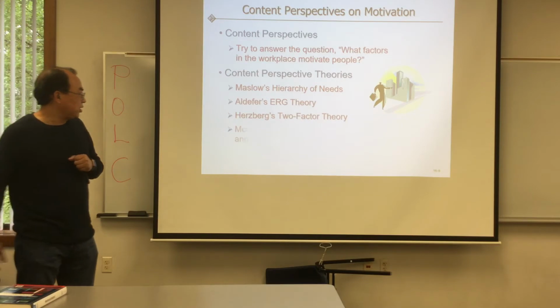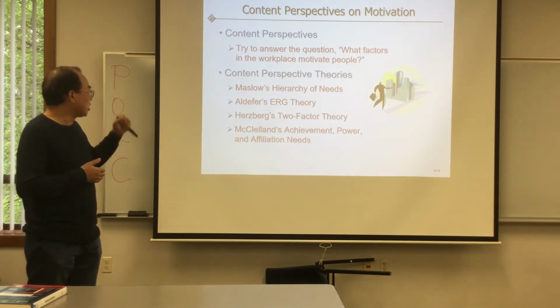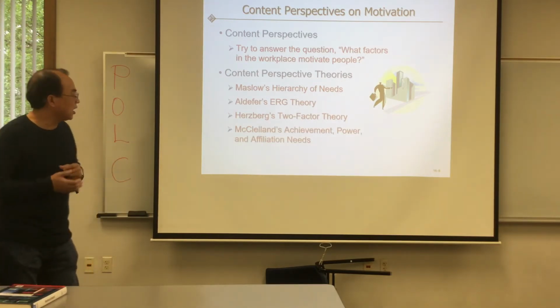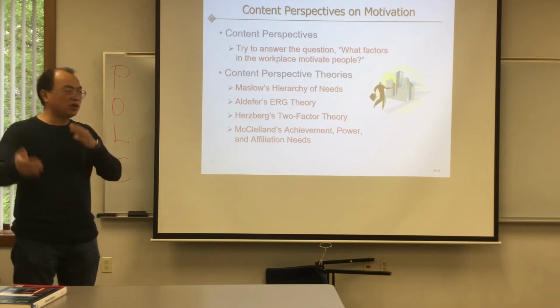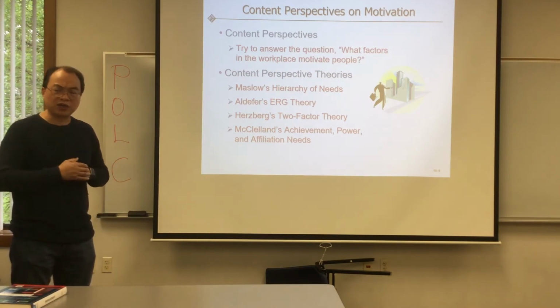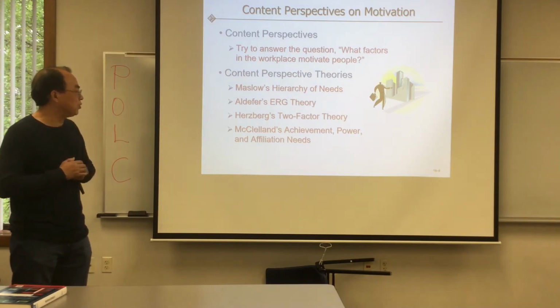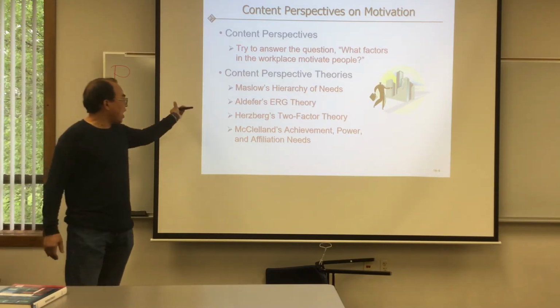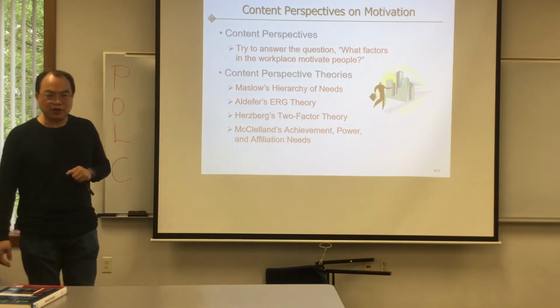There are a lot of theories. The book talks about 4 major ones. The first one is Maslow's hierarchy of needs, and we talked about that before too, actually, even under the human relations before. And then we go to the other, ERG theory.